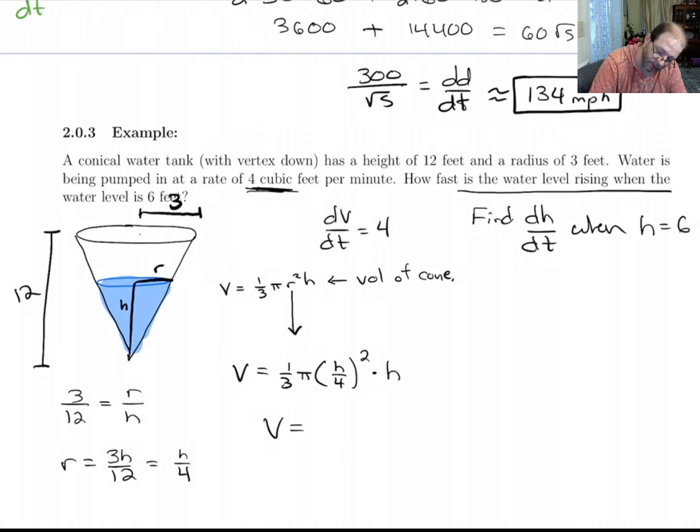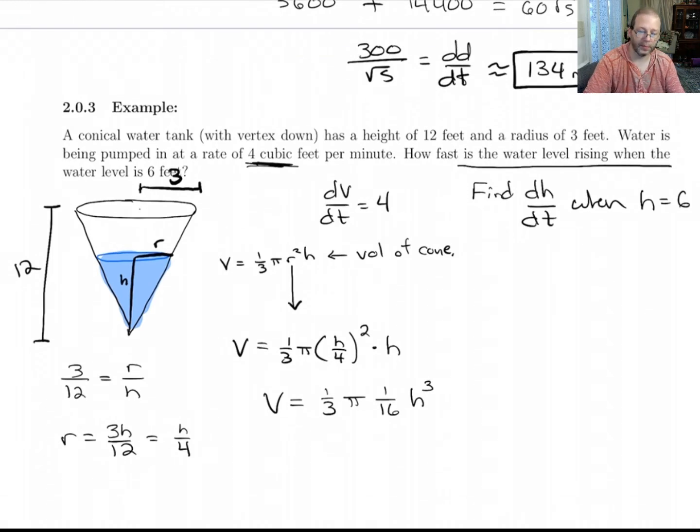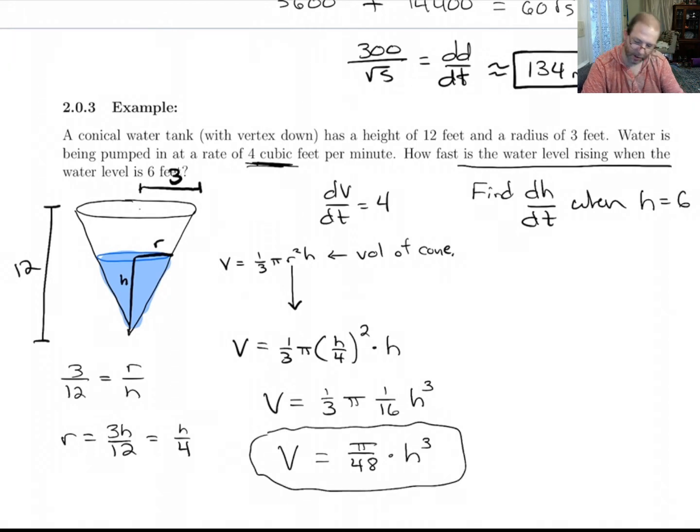So that gives me volume is 1/3 pi h squared. Well, let's see. The 1/4 squared makes this 1/16, and then h squared times the other h gives me h cubed. So I can finally put all this together and get pi over 48 times h cubed. I've done so much work to get it, I have to put a box around it. But that's our equation that relates the two quantities.